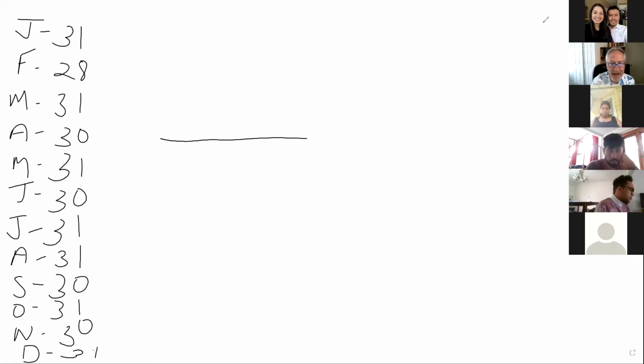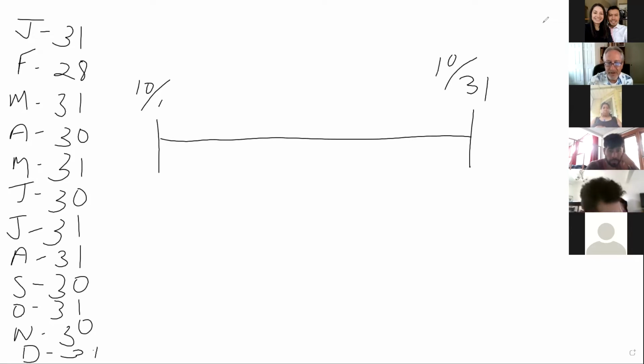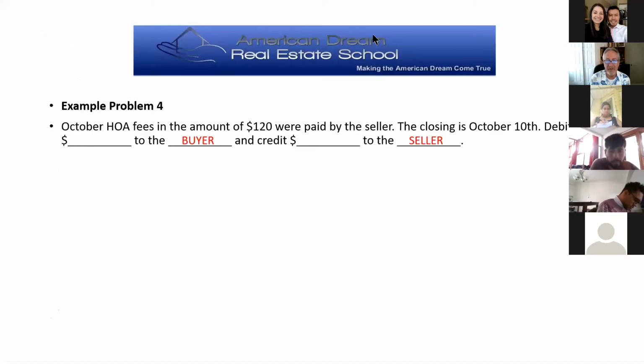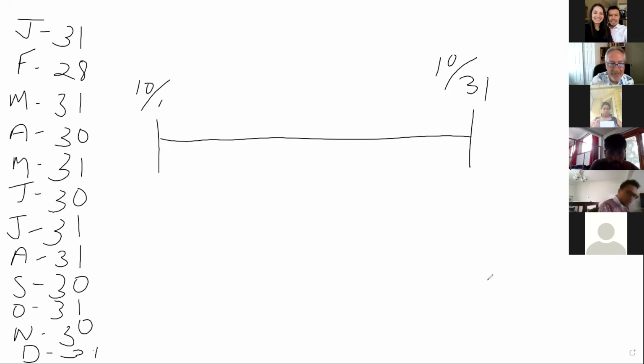We draw our timeline out. This is for the month of October. October has 31 days, so 10-1 goes over here, and 10-31 goes over here. And the closing is, when was the closing again? Closing is on the 10th, $120. Okay, so the 10th is kind of like over here, right? So this is the 10th, 10-10.